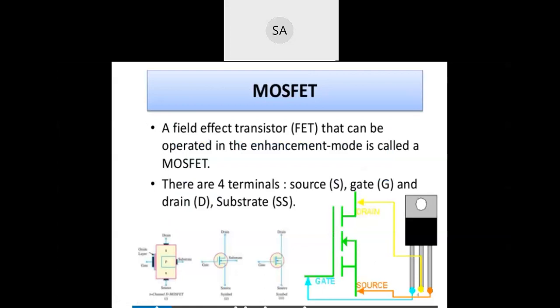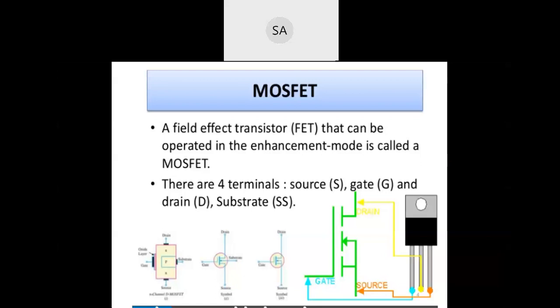MOSFET. A field effect transistor that can be operated in the enhancement mode is called the MOSFET, whereas JFET is operated only in the depletion mode. JFET only has the N channel and P channel, operated only in the depletion mode. But MOSFET can be operated in either the depletion mode or the enhancement mode. If the MOSFET is operated in the depletion mode, it is similar to the JFET; it simply acts as a JFET, but it can also be operated in the enhancement mode.